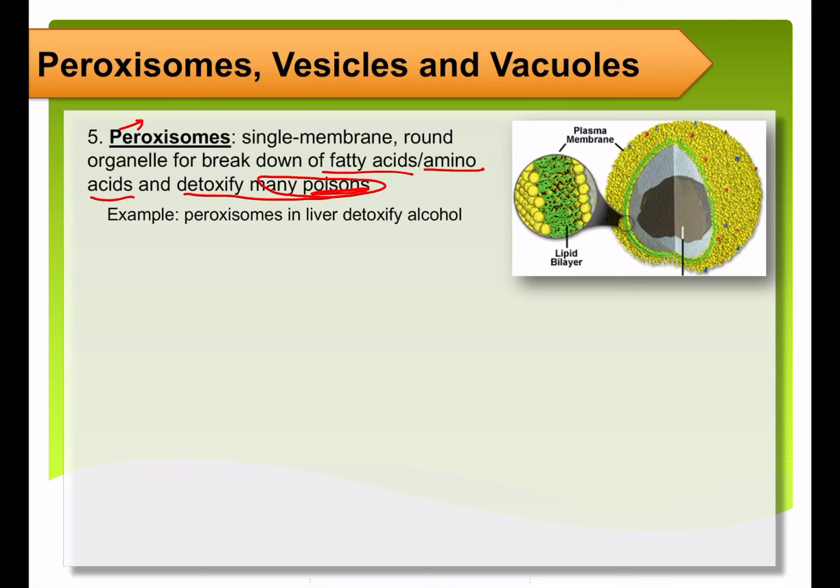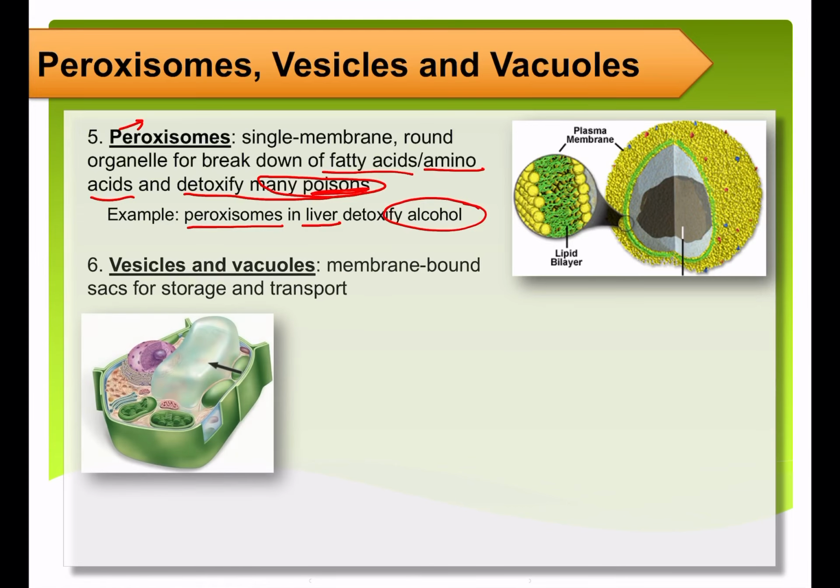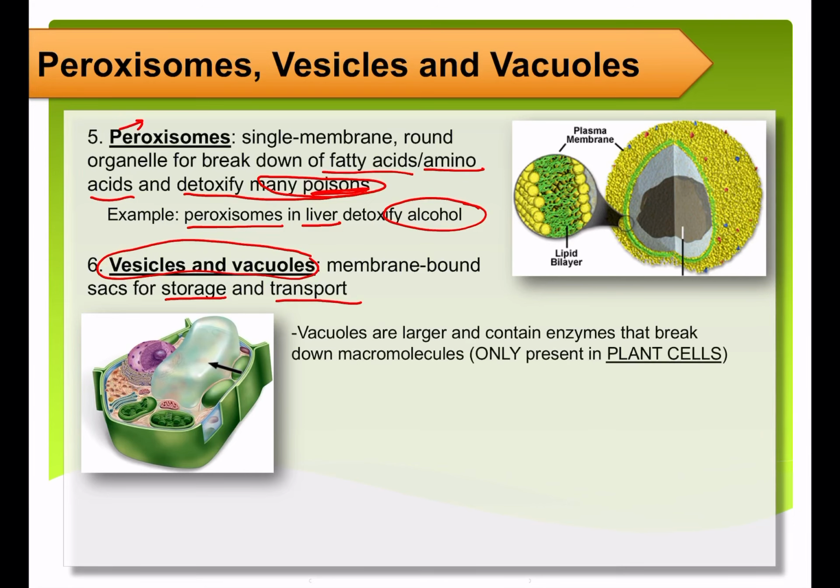And usually liver cells have a lot of peroxisomes, where they can detoxify alcohol that the human body ingests. Okay. All right, vesicles and vacuoles are special organelles that function mainly for storage or transport of some sort. Now, we'll begin by talking about vacuoles first. Vacuoles are only present in plant cells, not in animal cells. Animal cells don't have vacuoles.